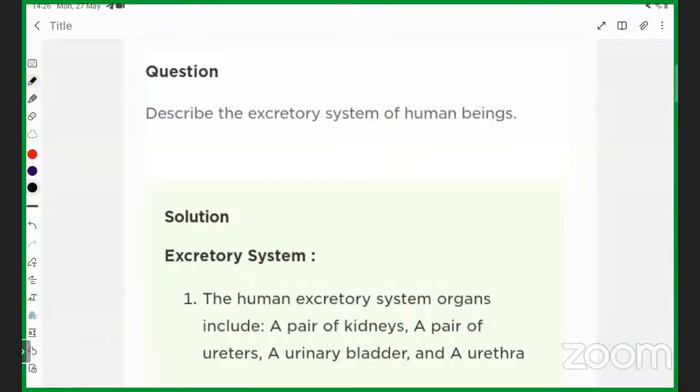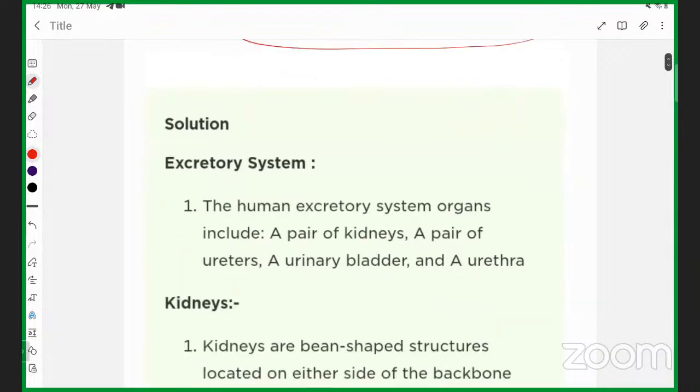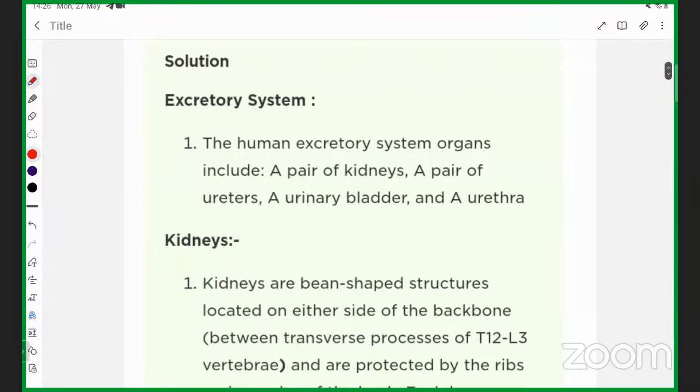Hello, students. Let's try to understand the excretory system of human beings that we are going to discuss today. Excretory system of human being. This is our topic. So, how can you understand the excretory system in human beings, dear students?